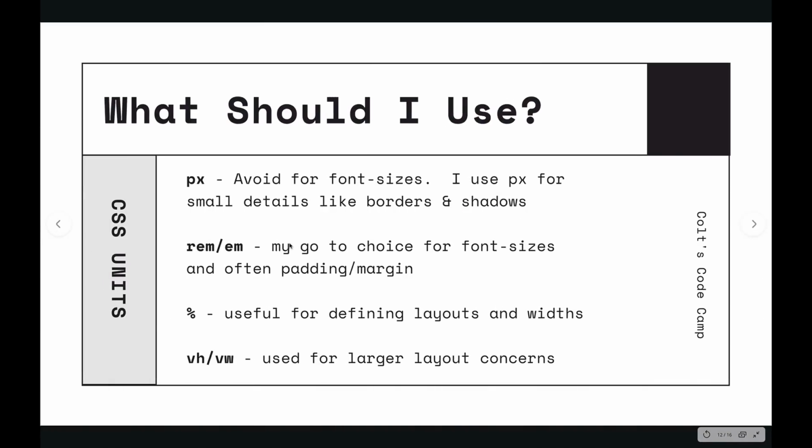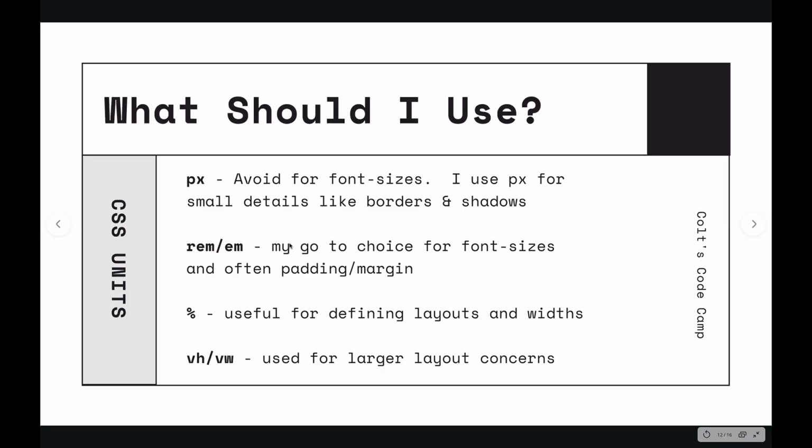And then percentages, I like to use for defining layouts, for defining widths of things, or heights even. If I wanted 2 or 3 or 4 images sharing the space of some parent div or a section, or I want my links in a nav bar to take up some percentage of that nav bar, I personally like using percentages. And then for larger layout concerns, like we just discussed, I like VH and VW.